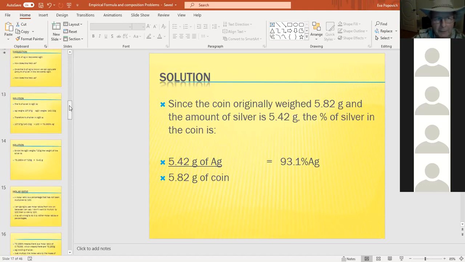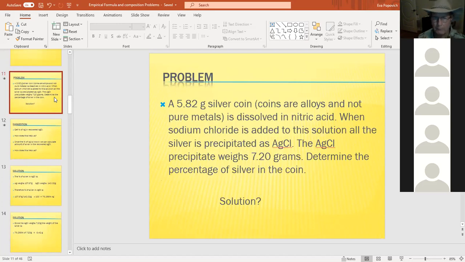So let's go back to the original question. I'm looking at this question. The first thing I have to see is that all of the silver reacted. So all of the silver in the coin reacted and made silver chloride, and that silver chloride weighed 7.20 grams. I have a formula for silver chloride. Remember at the very beginning of the class, I said if I have a formula, I can get a percentage of each element.